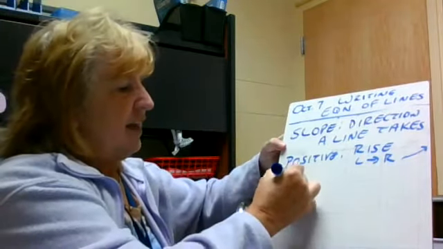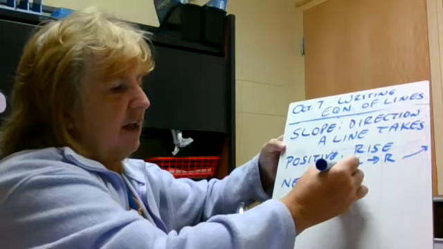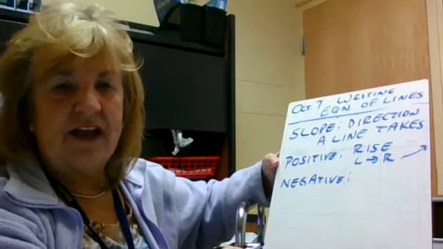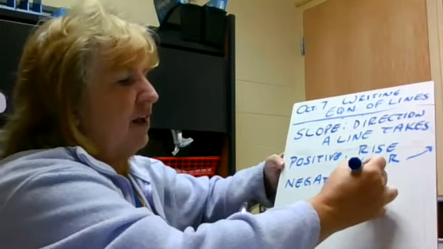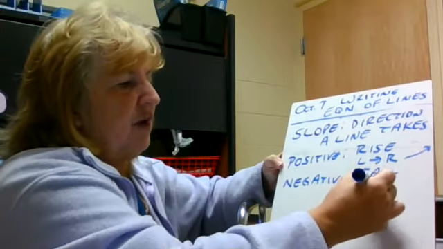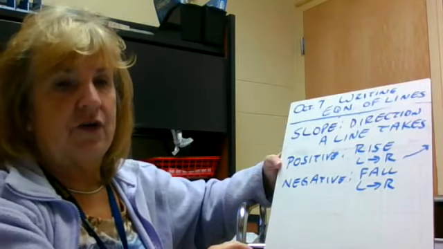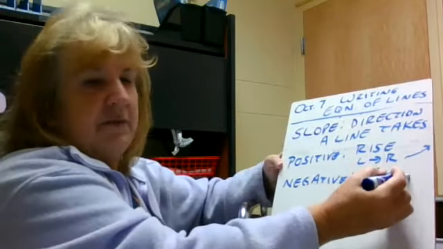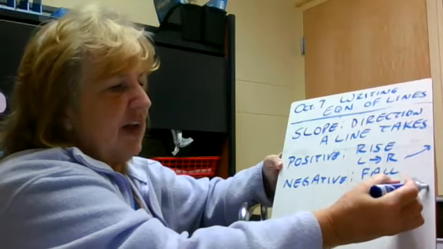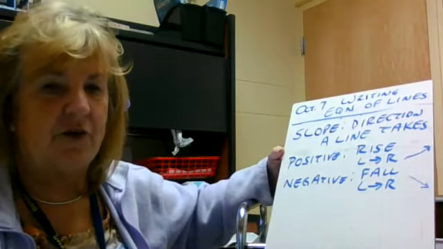Opposite of that is a negative slope. Lines with a negative slope fall from left to right. In other words, they look like they're going down. So if I started at a particular spot, if it went down as I moved from left to right, it's said to have a negative slope.